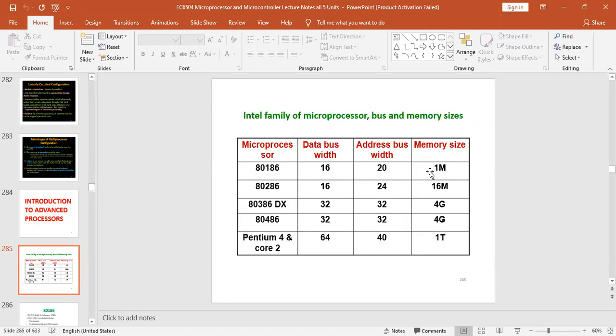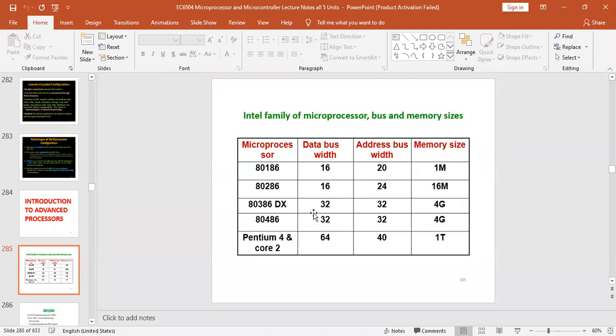Any idea? By using this address line, that is 2 power 20 will give 1 MB. Right? The same thing happens for my 80286. For 80286, data lines is of 16 bits, address lines is of 24 bits. So the memory capacity is of 16 MB. So we substitute 2 power 24, which is equal to 16 MB.